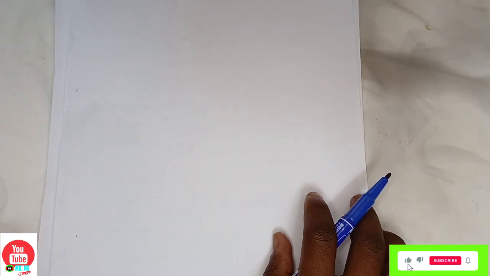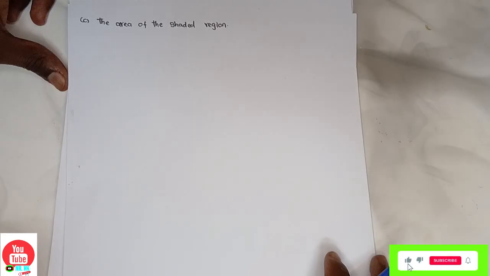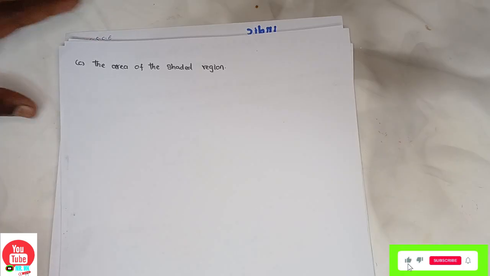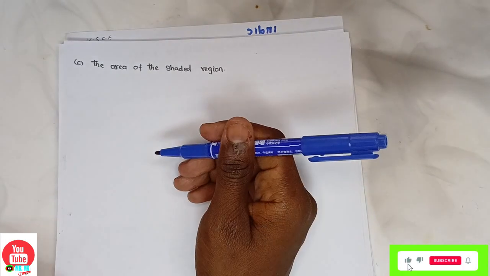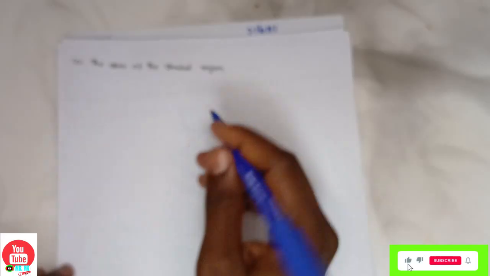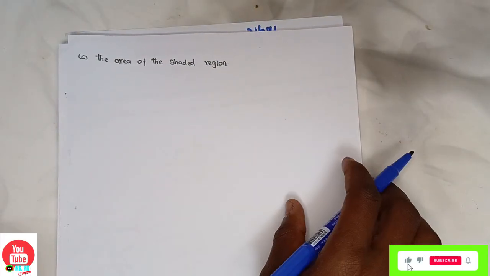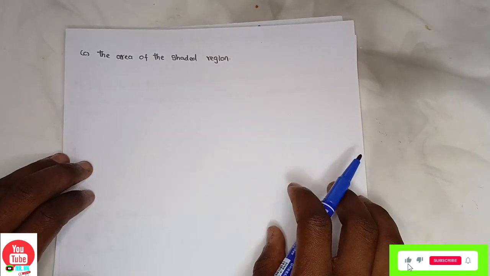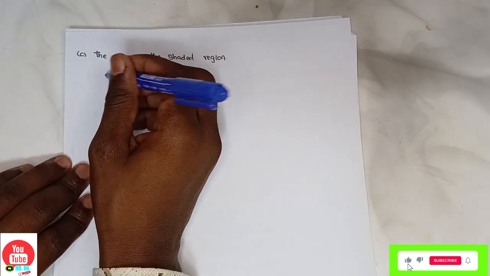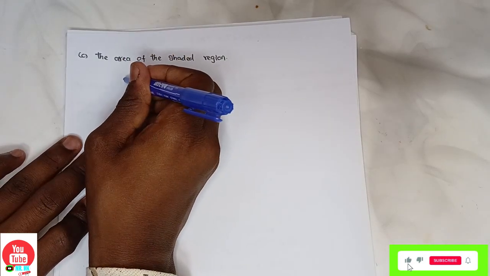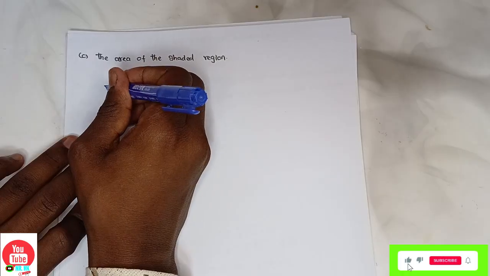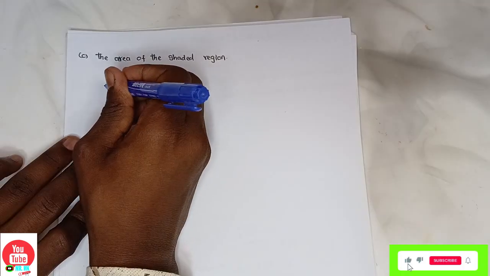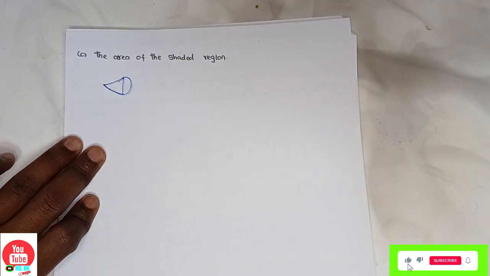Let's do the last question. The last question says, calculate the area of the shaded region. How do you get the area of the shaded region? First, get the area of the segment. I think to draw like this. Let's sketch it.